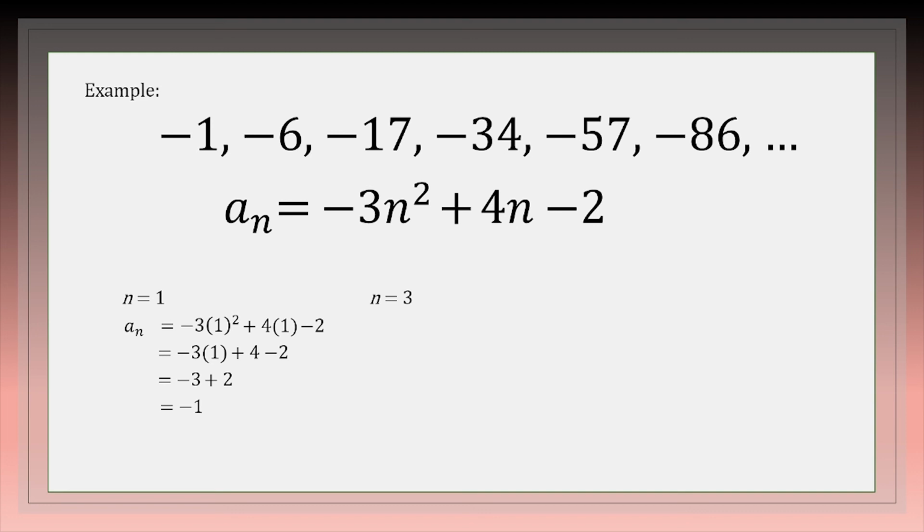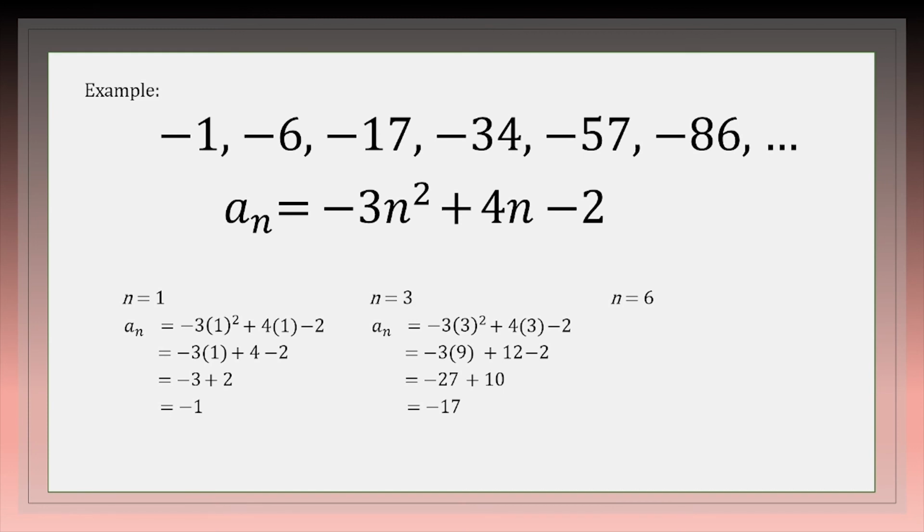Then we have the value of n, which is 3. So, a sub n is negative 3 times the value of n, which is 3, it will become 3 squared plus 4 times the value of n, which is 3 minus 2. Then, multiply lang. Simplify na natin. So, 3 squared is 9 plus 4 times 3 is 12 minus 2. Then, multiply lang natin. Negative 3 times 9 is negative 27. Then, 12 minus 2 is 10. Then, subtract natin. Negative 27 plus 10 is equals to negative 7.